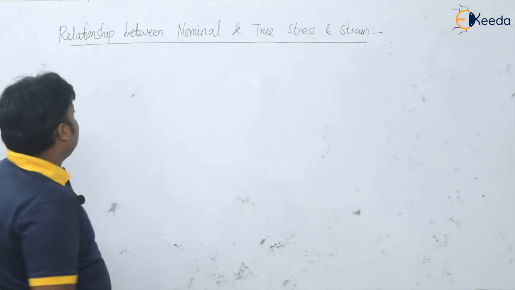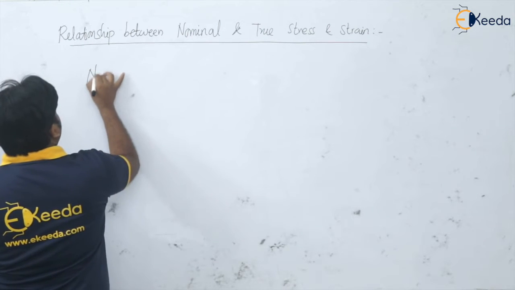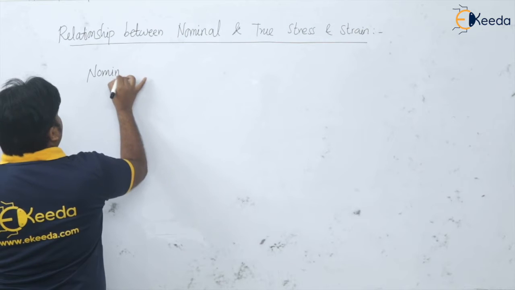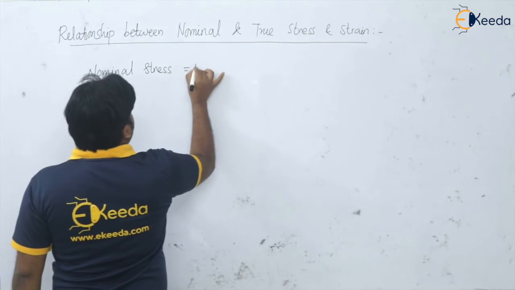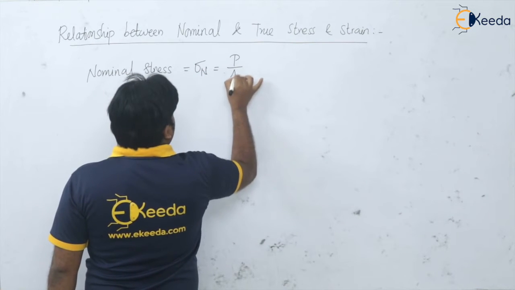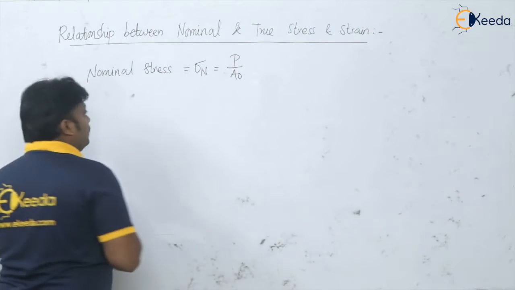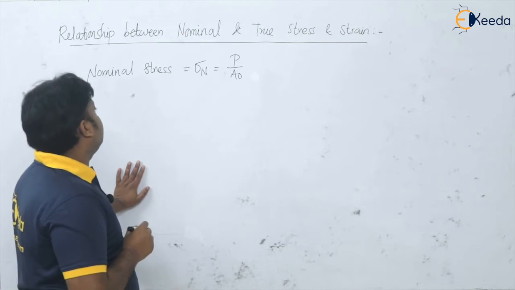So dear students, we know that nominal stress, that is our sigma n, is equal to what? The applied load divided by the original cross sectional area. A simple formula we can have here.